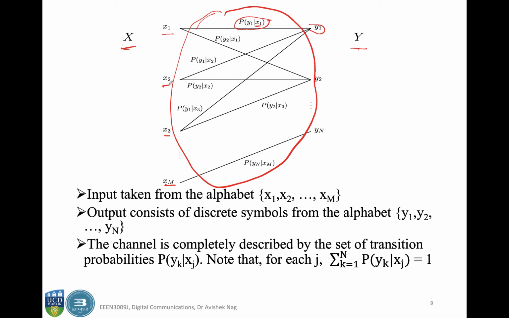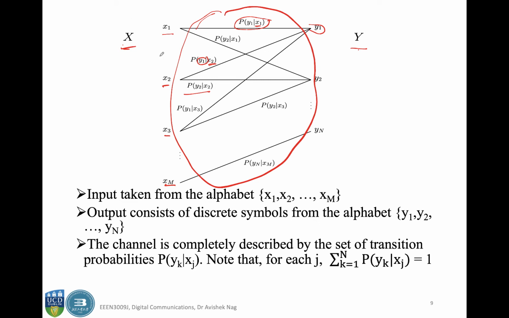Again, if x2 is transmitted, then what is the probability that you receive y1 at the end of the channel? So these are the significance of these conditional probabilities, and these are called transition probabilities. So the entire channel, the discrete memoryless channel, is defined by a set of inputs, a set of outputs, and a set of transition probabilities that map the inputs to the outputs.